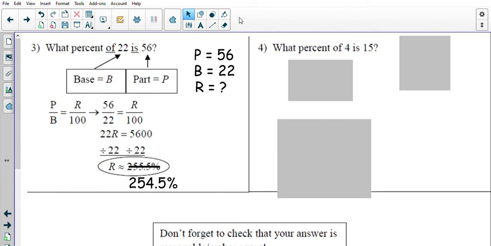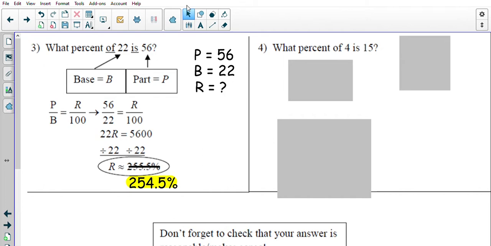Cross multiply and solve. There is a correction to make here. I made a typo when I typed this in, and I can't believe I didn't fix it in all this time. It says 255.5%. It should be 254.5%. And that's rounded. I believe it is a repeating decimal. So I think you get 254.54 repeating percent. I probably could have written it out as that, but I guess I didn't in the past.